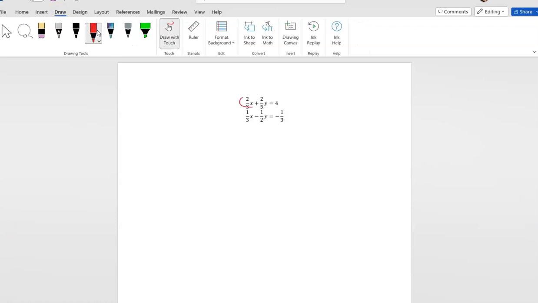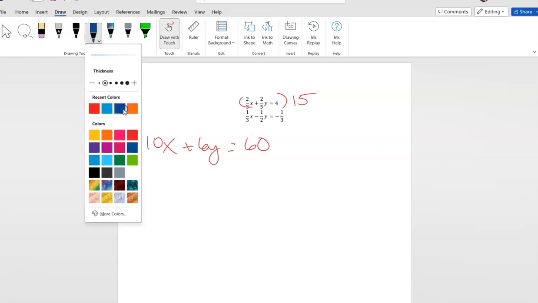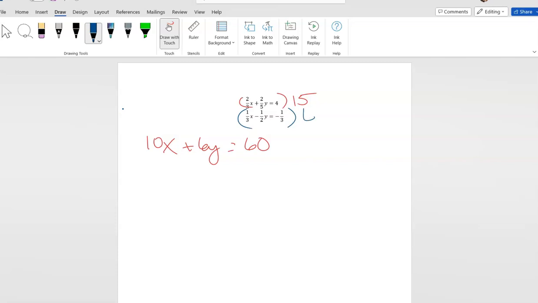So in this top one, I'm going to start by multiplying it by 15. Why 15? Well, because that's going to clear all my denominators. So this is a 5, so that becomes a 10x. Then this is a 3, so plus 6y. And then 15 times 4 is 60.